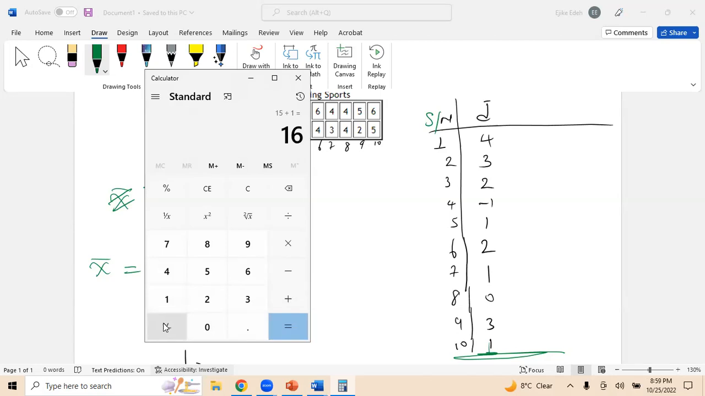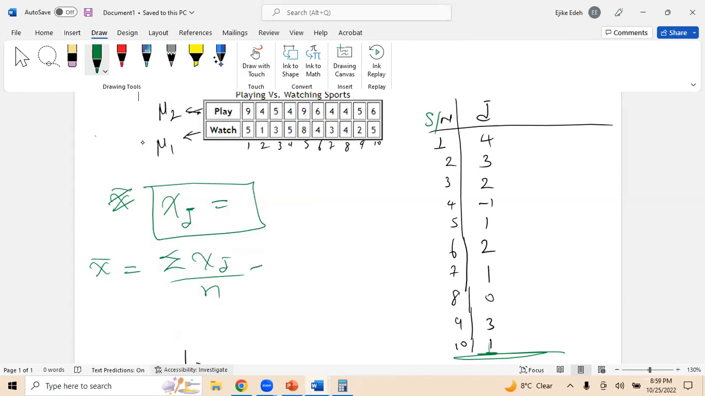Okay, so we got 16. And let me do a quick check manually, right? So 4 plus 3 is 7, plus 2 is 9, minus 1 will give you 8, plus 1 is 9, this is 11. This over here is 12, plus 3 is 15, plus 1 is 16. So 16 is okay. So coming back here, the sum of the difference is 16.